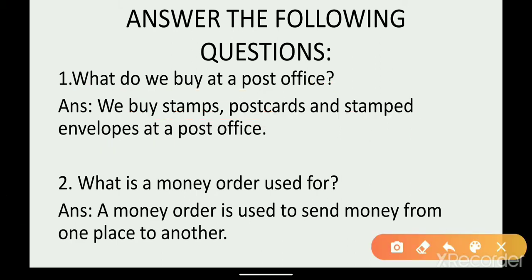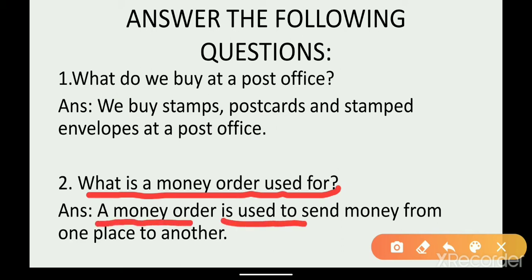Next, what is a money order used for? So why we use money order? Let us see the answer. A money order is used to send money from one place to another. The name money order itself says that in that we have money. So money order is used to send money from one place to another.